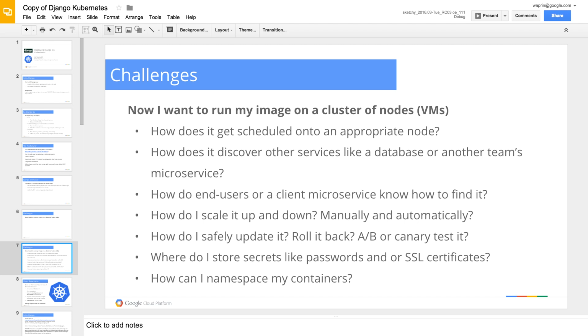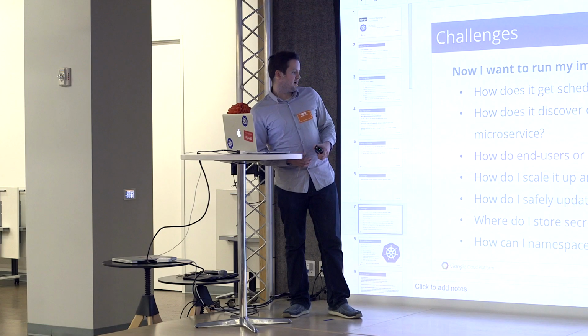How is my container going to discover other services it needs, like a Postgres instance or another team's microservice that might be getting redeployed really fast, and might have containers spinning up and down and coming in and out of existence? How do end users or my other teams know how to find my service? How do I scale it up or down? How do I make lots more containers? And how do I do that manually myself? And how do I have that automatically based on different metrics?